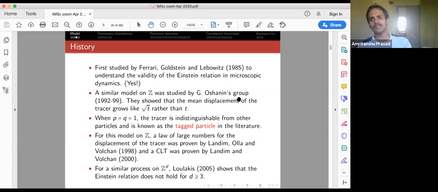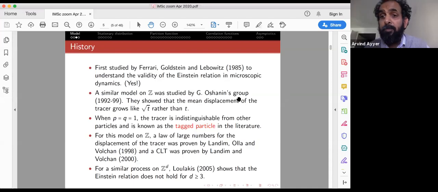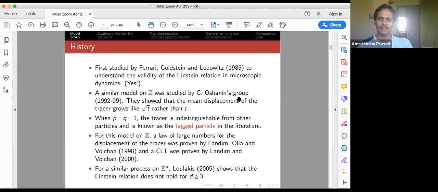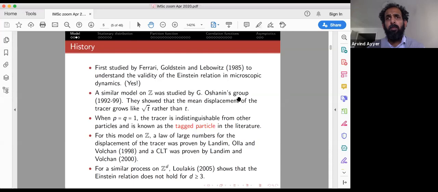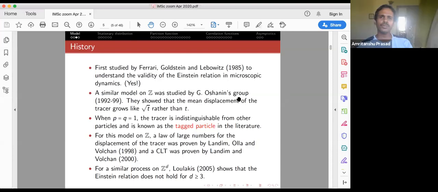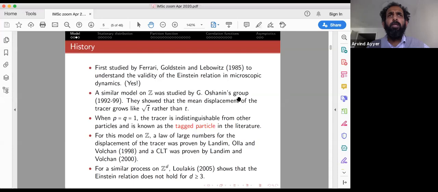Independent of the number of particles, is it? Independent of the number, I guess, it's Z, so yeah. There are infinitely many other particles. And how do you initialize? The way they initialize it is to place the tracer at the origin, and for the others, they use Bernoulli initial conditions. So fix some density rho between 0 and 1 and place a particle with probability rho independently at each other site. They study both the mean and the variance, and the variance goes like root t.